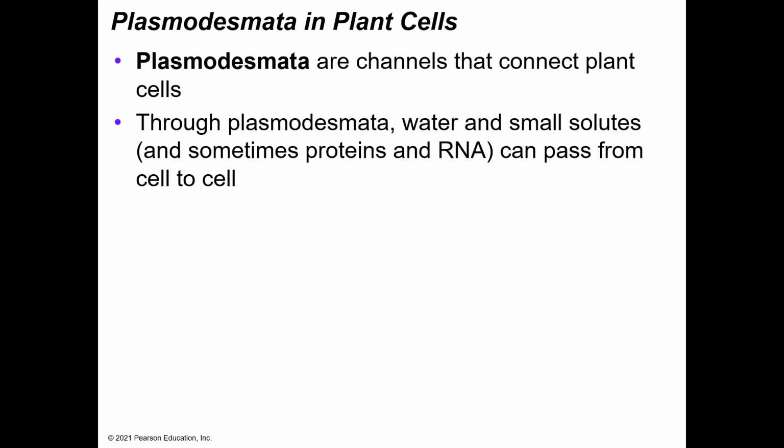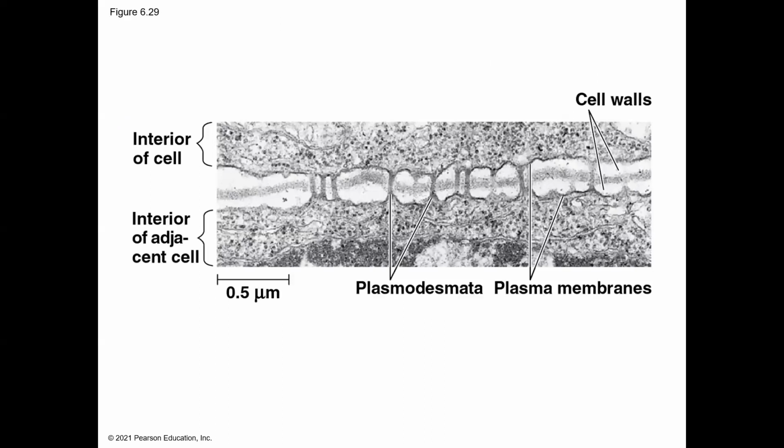Through plasmodesmata, water and other small solutes like proteins and RNA can pass from one cell to the next. Plasmodesmata is very important for cell signaling in plant cells. So this is showing you a cell wall that exists between two plant cells. And then you have these huge channels between them, which are the plasmodesmata.